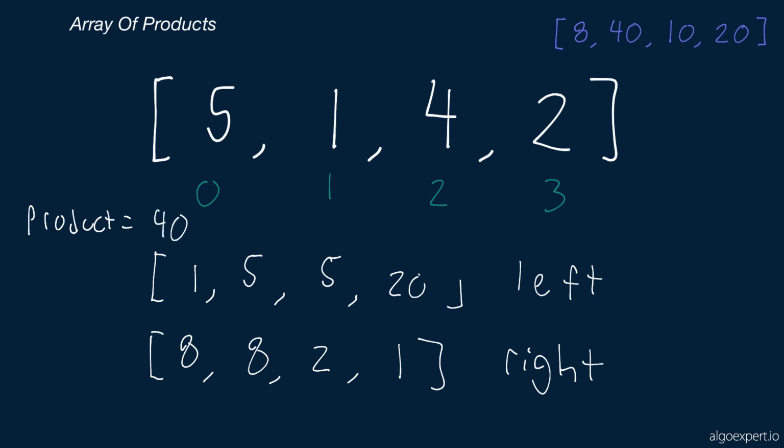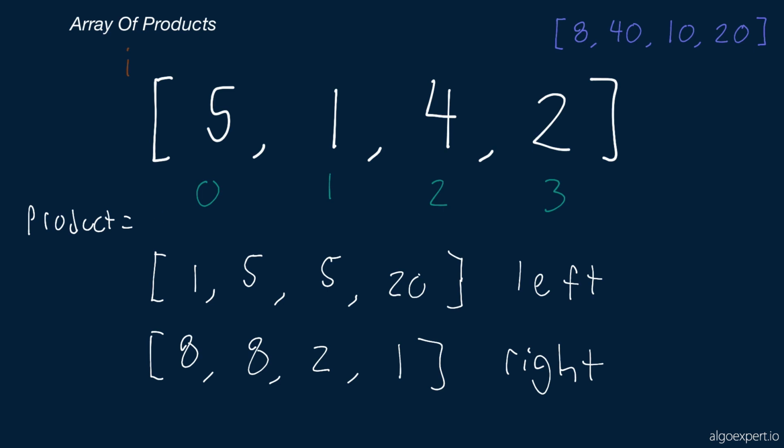But now I is done. We moved I through all of the values in our input array. We now have our left and our right array that have been created and are storing the values of whatever the product is to the left or the right of a specific index. Now what we're going to do is use this left and right array to create our output array.